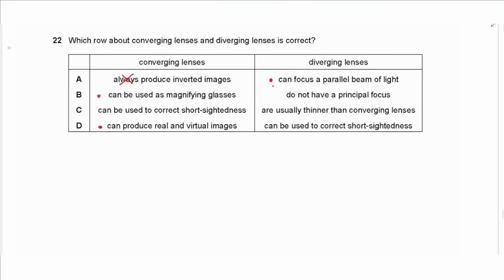No, it diverges the beam. Do not have a principal focus? No, they do have a principal focus. Are usually thinner than converging lenses? Not necessarily. Can be used to correct short-sightedness? Yes, so the correct answer is D.